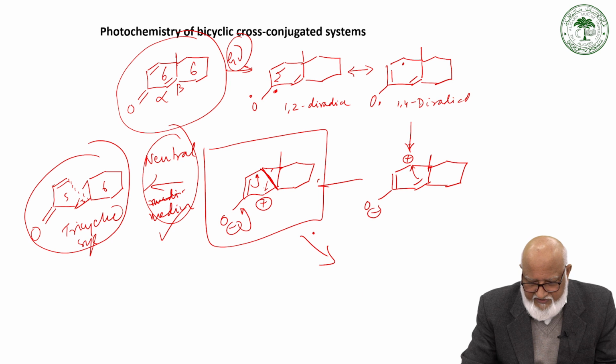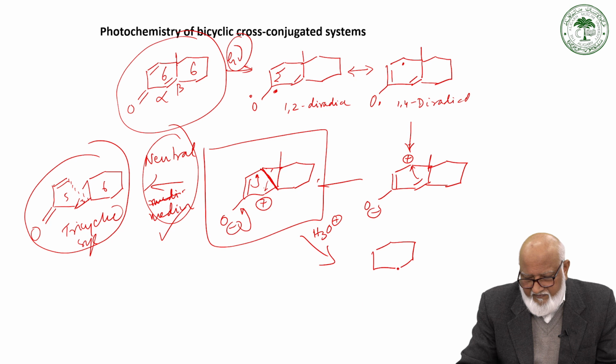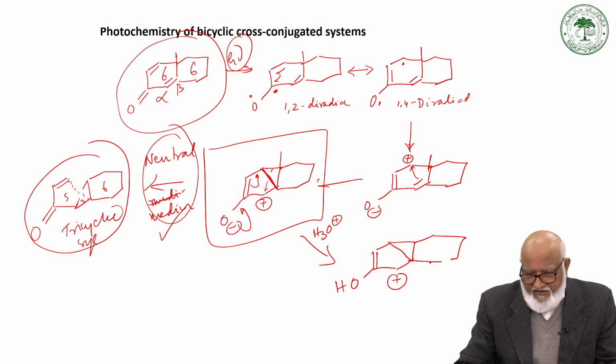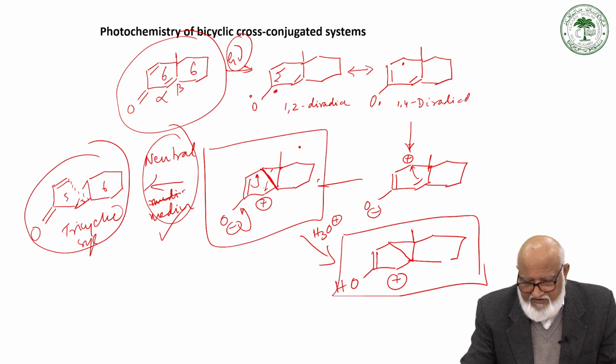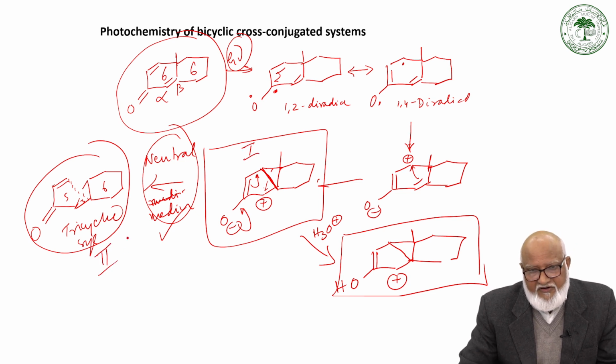If we have moisture, say some amount of water in the medium, then this O minus can get protonated to get an OH here. Of course there is a bond here. This is OH, a double bond, a positive charge, and then we have a methyl group. So this is the intermediate, which is formed in the presence of moisture. The first main intermediate is this one, and then this is transformed to a product under perfectly dry conditions.